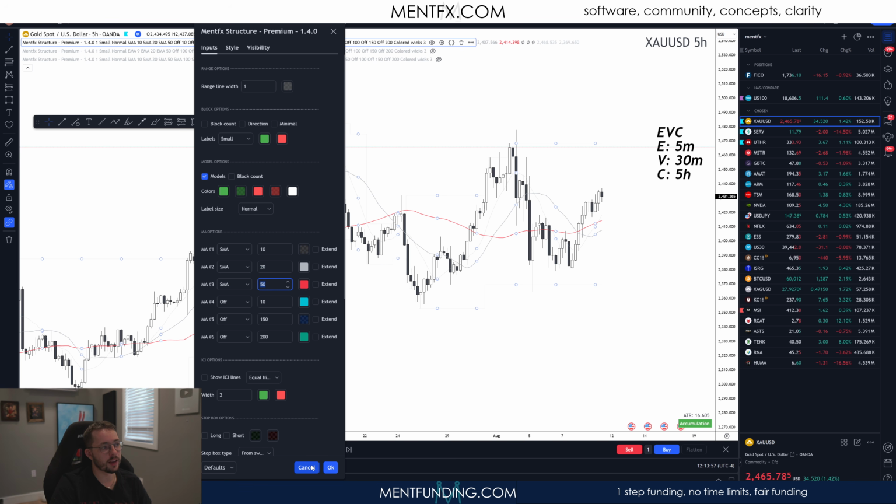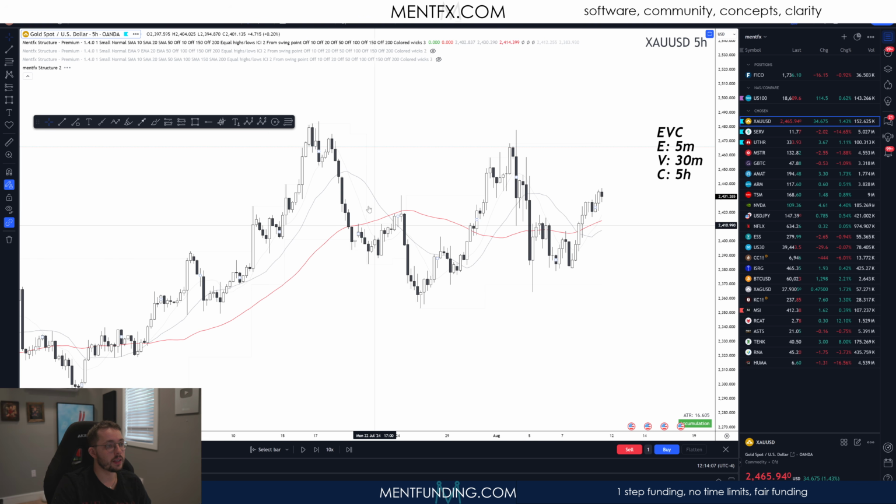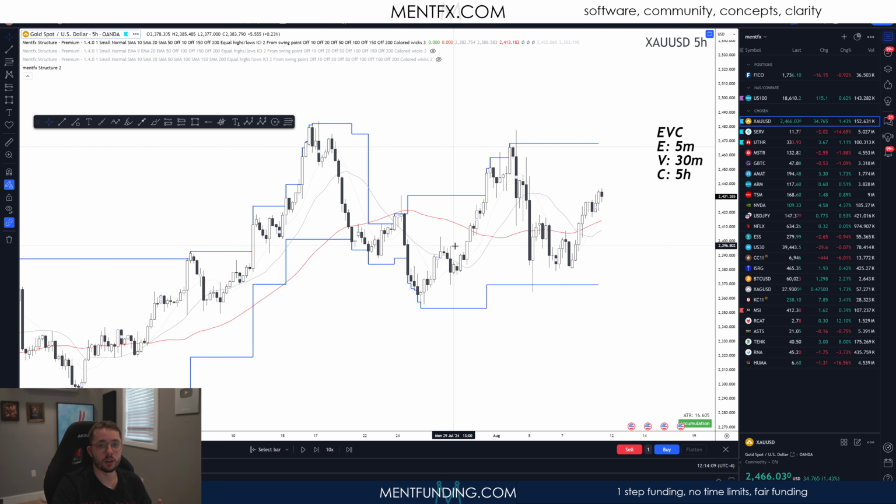Some of you could even have it simpler and just turn off the 10 and simply have a 20 and 50. And again, if you don't have access to this or you're not a paid member of the team, simply go to indicators, add the mentfx structure, which is completely free and available, and is the exact ranges that I'm personally using to calculate the overall models.